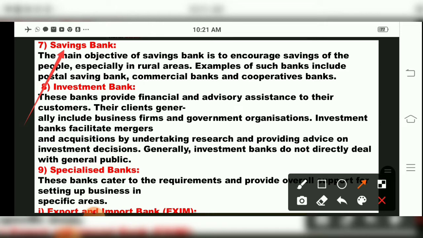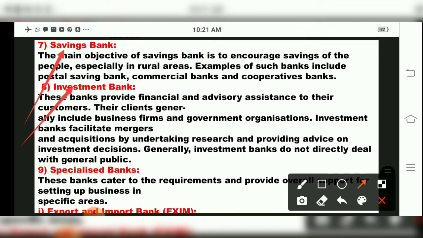Our post office accounts are also there, children. The postal savings bank is also there. Then we all know commercial banks and cooperative banks are there, which we have studied. So which do these come under? Savings bank. Now the next bank, children, is the investment bank.